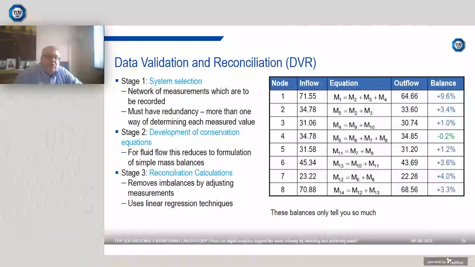For the example shown in node 1, the equation of conservation of mass is that M1, which is the inlet flow, equals the outlet flows of M2 plus M3 plus M4. This therefore allows an estimate of the difference in the inlet and outlet of the nodes to be identified. However, these balances only tell you so much. It is then necessary to undertake a series of reconciliation calculations using linear regression techniques that I won't go into here.